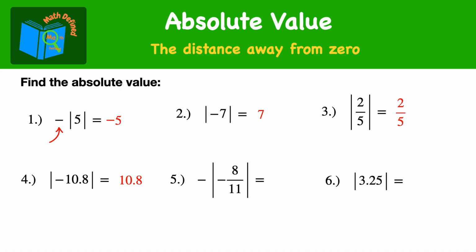Moving on to number 5, the negative absolute value of negative 8/11. First, find the absolute value of negative 8/11. That gives us positive 8/11. Now apply the negative sign outside the bars, and the answer is negative 8/11. Another good reminder that the negative sign outside the bars still matters after you find the absolute value. And finally, number 6, the absolute value of positive 3.25 is positive 3.25. All right, let's move on to comparing rational numbers next.